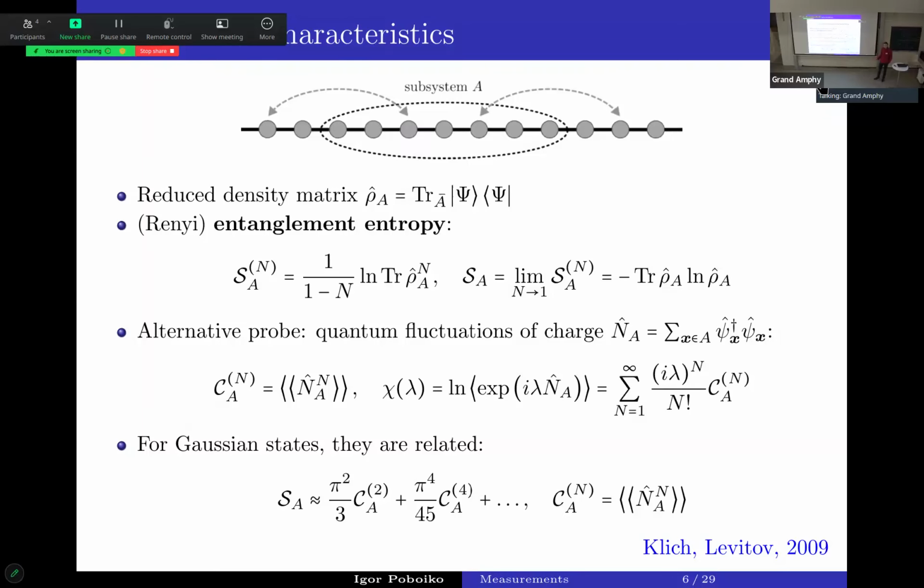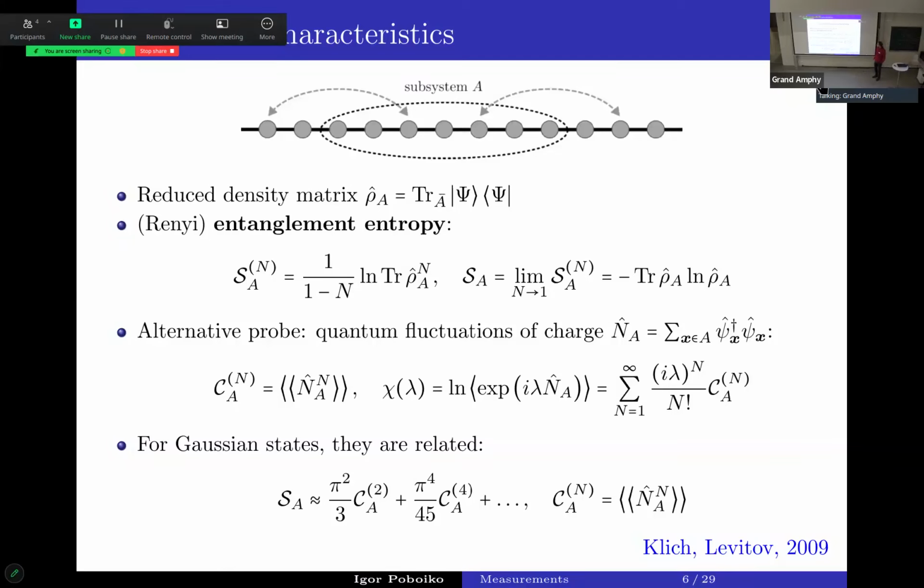Importantly, for the U(1) case, for the case where the particle number is conserved, you can actually introduce something that is somewhat easier to study, and you can use it interchangeably with the entanglement entropy as another probe for your measurement-induced phase transition. Namely, it's the quantum fluctuations of charge in the same subsystem. These are cumulants. You can also study the cumulant generating function, which is the generating function of cumulants.